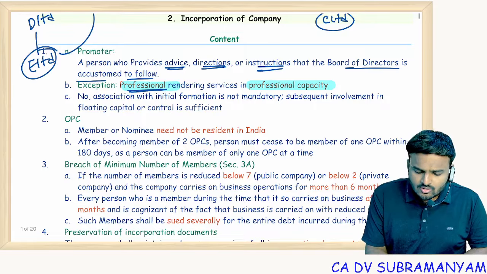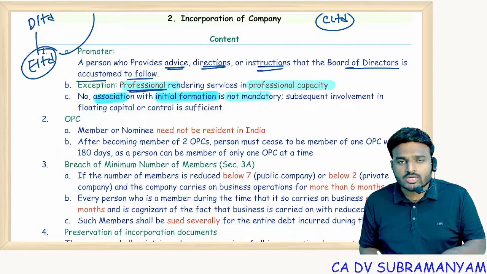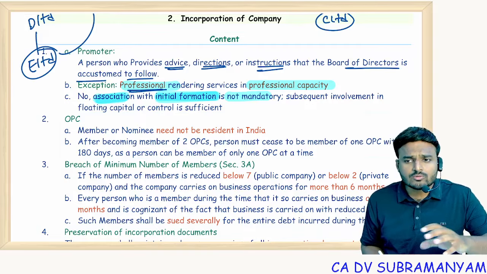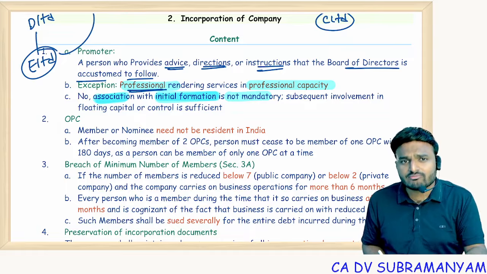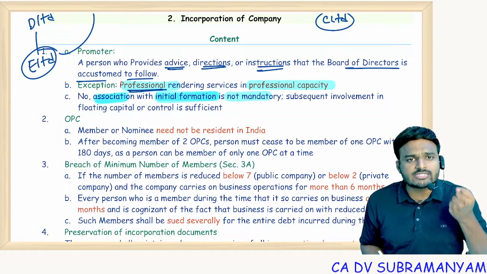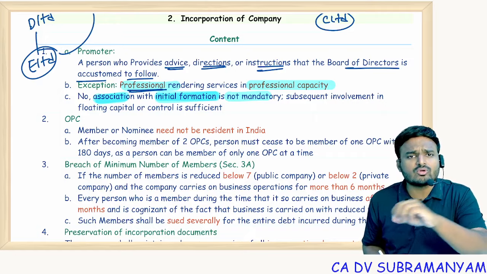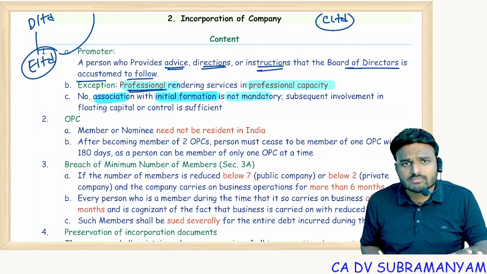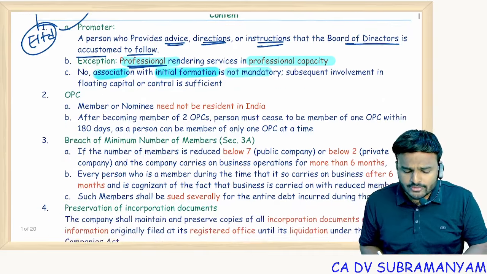Next one, association with initial formation is not mandatory. To become a promoter, he need not be one who exists at the time of incorporation of the company. No. Even subsequently, acquiring a majority stake in a company, becoming a managing director, getting some good control in the company, he will automatically become a promoter. So to become a promoter, he need not be present at the time of incorporation of the company.